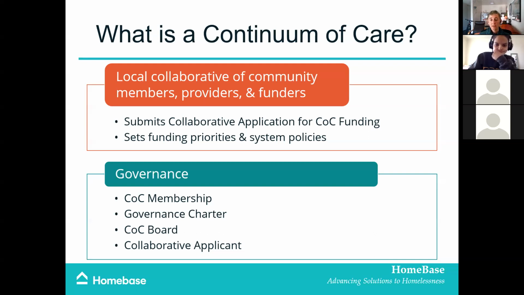The COC board can also delegate responsibility to the collaborative applicant. Every continuum of care has to have a collaborative applicant. That is the legal entity, the organization that hits submit on our funding application when we send it to HUD, and also has the responsibility of making sure the funding application happens. So as KJ said, in Santa Clara County Continuum of Care, the collaborative applicant is the Office of Supportive Housing. That just means the Office of Supportive Housing has to make sure that we apply for the funding, that we have a process, and that process is running.